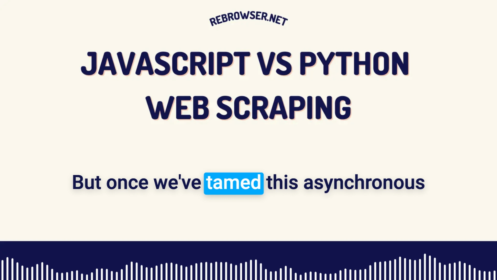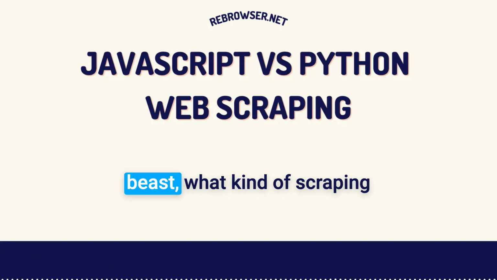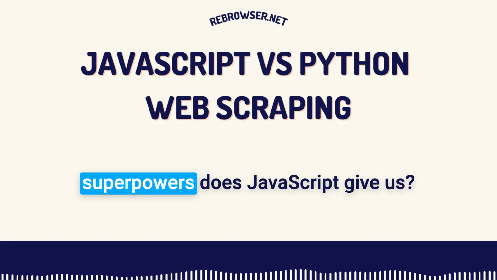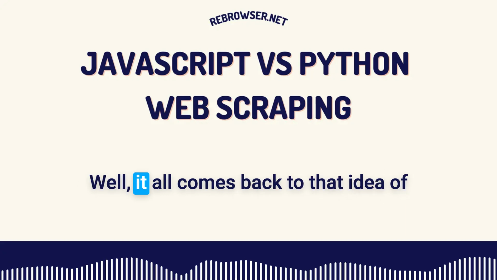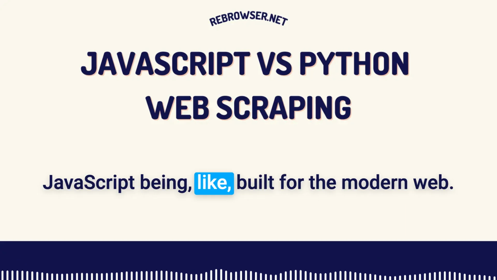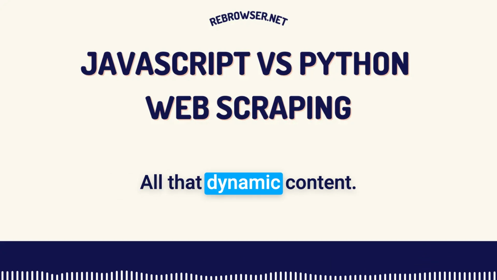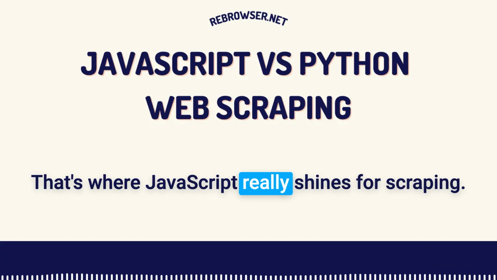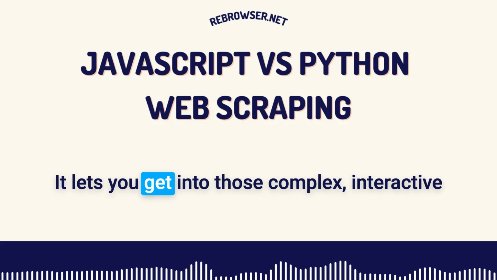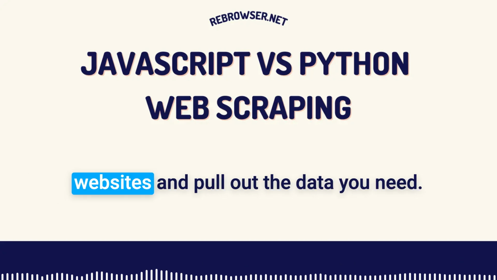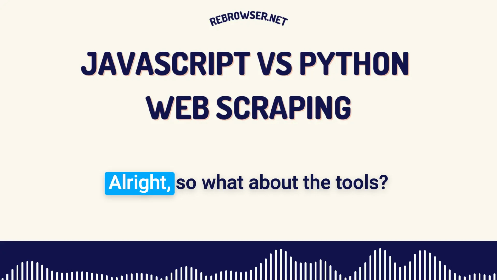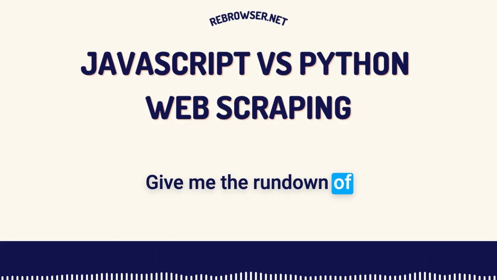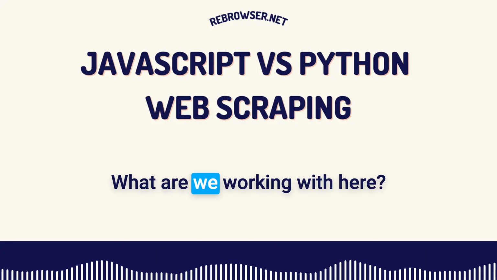But once we've tamed this asynchronous beast, what kind of scraping superpowers does JavaScript give us? Well, it all comes back to that idea of JavaScript being built for the modern web, all that dynamic content. That's where JavaScript really shines for scraping. It lets you get into those complex interactive websites and pull out the data you need. All right, so what about the tools? Give me the rundown of JavaScript's scraping toolkit. What are we working with here?